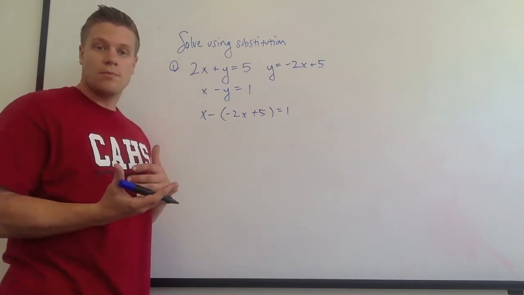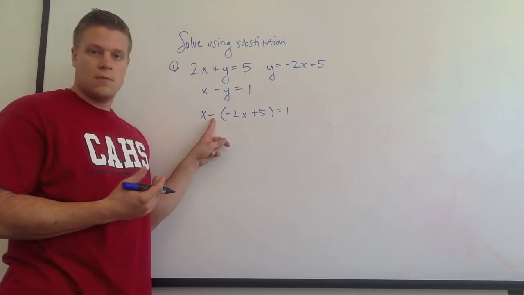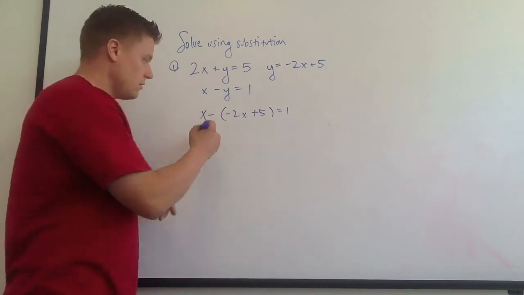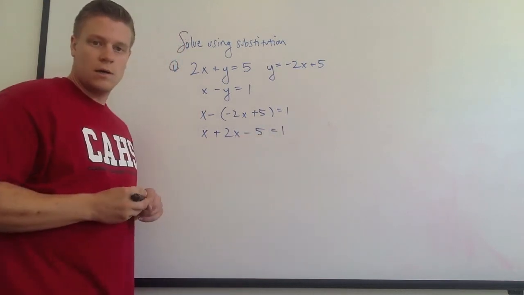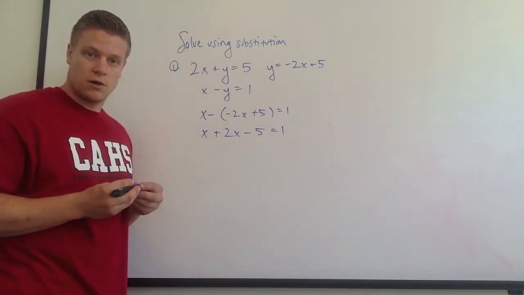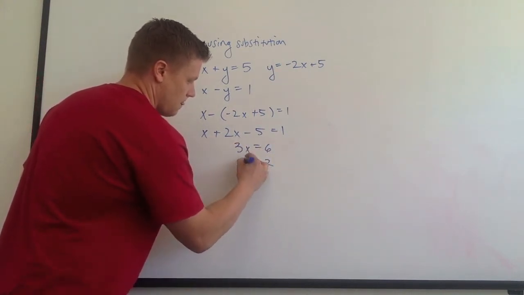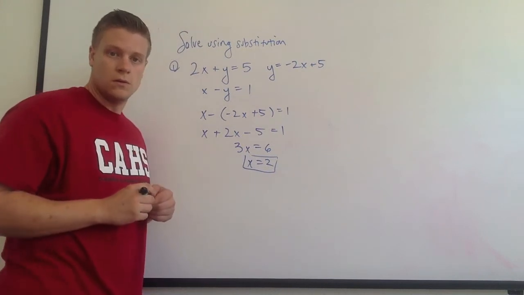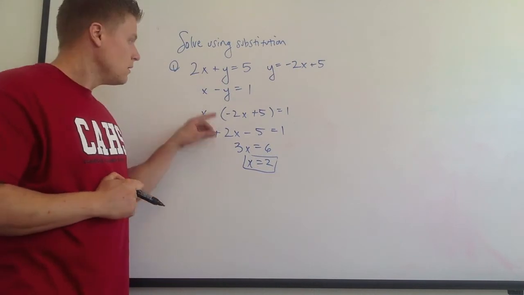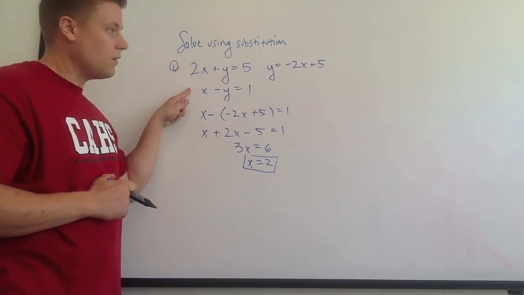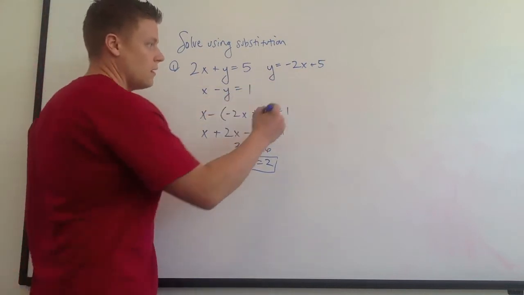I always say put parentheses around values that you're plugging into an equation, especially here, because now we're distributing a negative 1. X plus 2x minus 5 equals 1 is our equation that we're going to solve for x now. So 3x equals 6, and then x equals 2. Now that we know the value of x, we can plug this value of 2 in to our first equation, our second equation, or even the equation that we have solved for y.